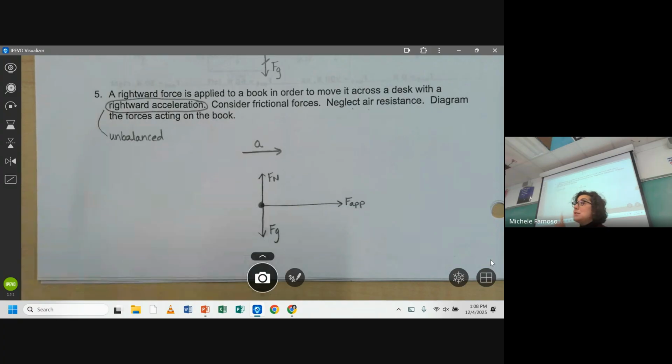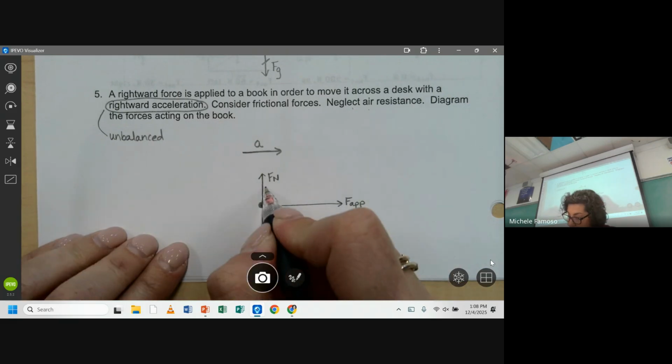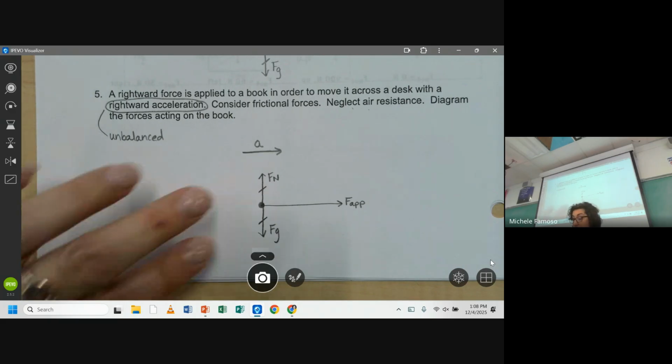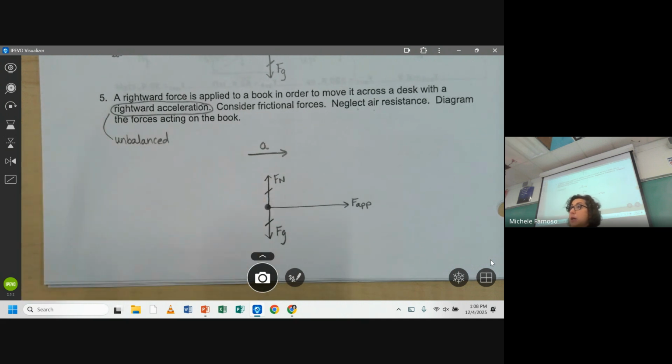Okay, there's no acceleration up or down. Since there is no acceleration up or down, it means the up and down have to balance. So these have to be the same size. Remember yesterday we had some diagrams with forces in multiple directions? In one direction they balanced, the other they didn't. That's the case here. These need to balance, so they should be the same size. Now there is one more.